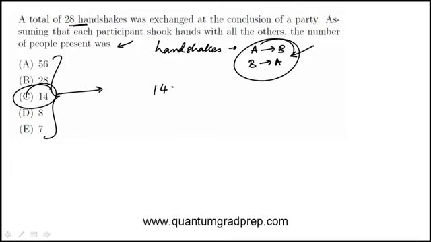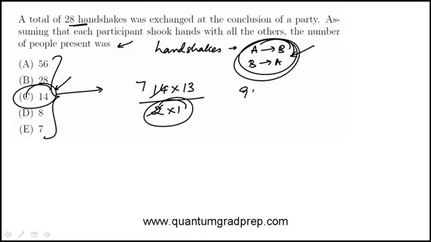So the number of ways you could pair, or I should say find the number of pairs of people in a group of 14 people would be 14 times 13. And you do have to divide by 2 times 1. That is to account for this. And if you simplify that number, that's 91. So that's too much. So obviously we have to go lower.